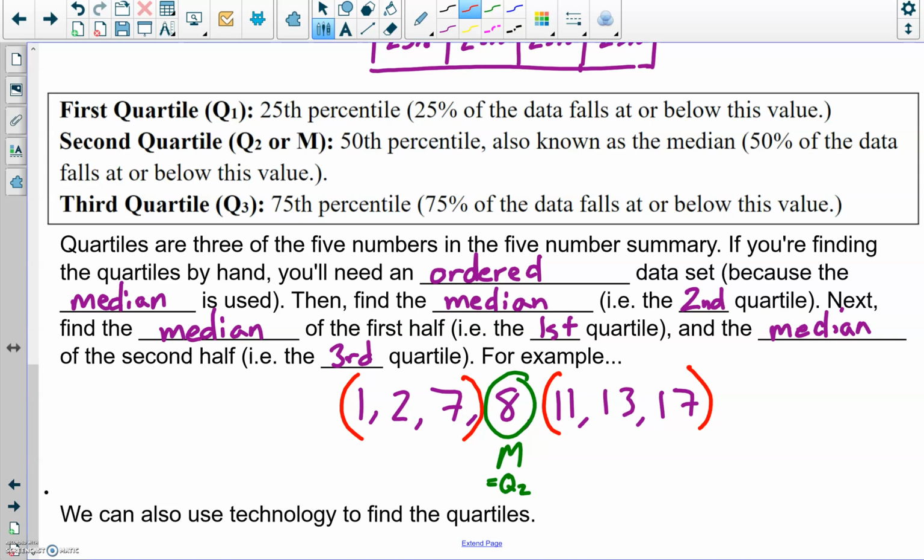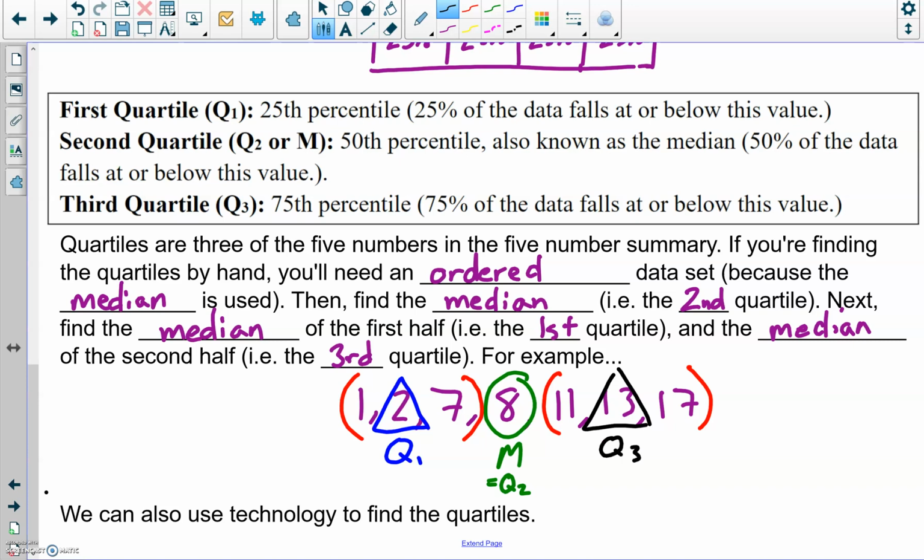And now you look at each of the sets that's remaining, and you find the median of what's left. So here, the 2 would be the first quartile, and then the 13 would be the third quartile.